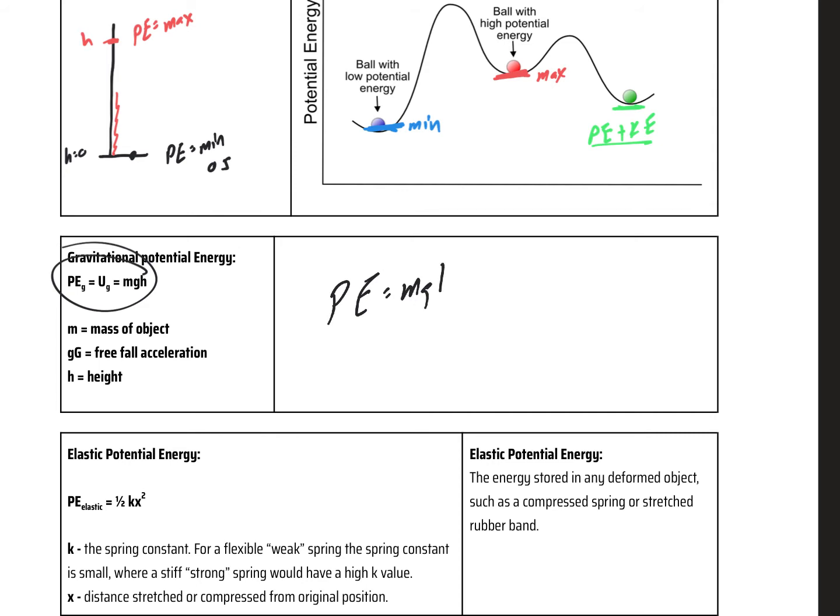equals mgh, where m is the mass in kilograms. G, we tend to use 9.8 meters per second squared. And h is going to be the height in meters. So just to make sure we have the units right.